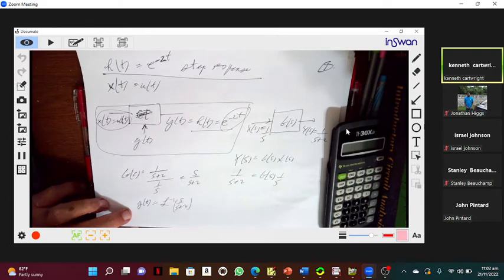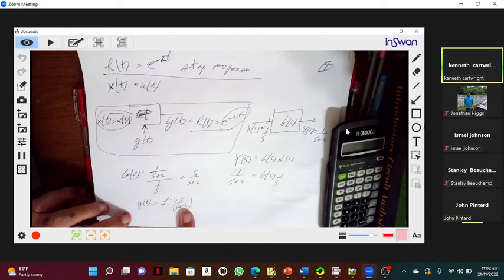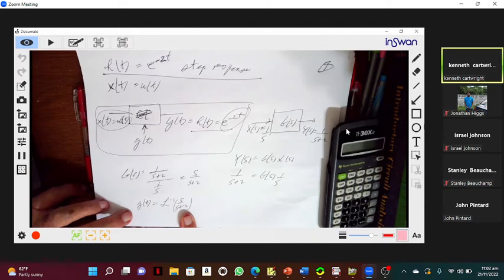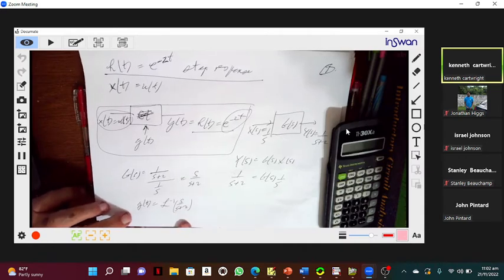You can't take the inverse Laplace of G of T. That makes no mathematical sense, as I explained earlier. But apparently, I know I said it wrong, but I mean inverse Laplace of S over S plus 2. Well, that ain't what you said. And if you don't say it right, that means you don't understand it properly. What is the inverse Laplace of S over S plus 2?